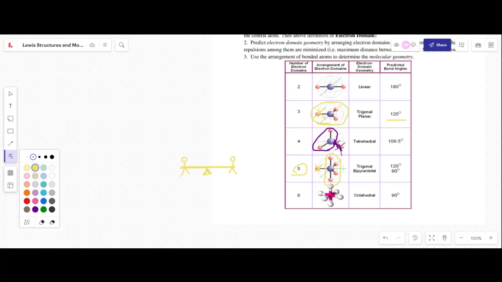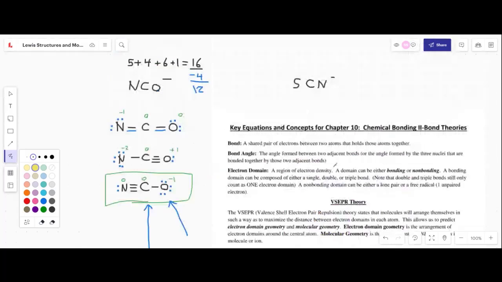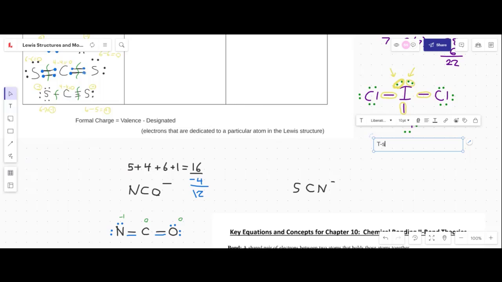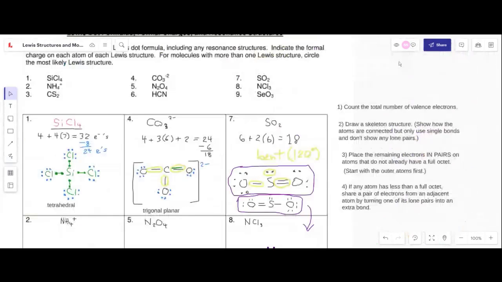So that would be a seesaw if you only had one lone pair but 5 total domains. But in this particular case with ICl3, we actually have 2 lone pairs, so we'll cancel out these 2, and that gives us this shape, which is T-shaped. So that's what we'll call it, T-shaped. All right, I think that about does it.